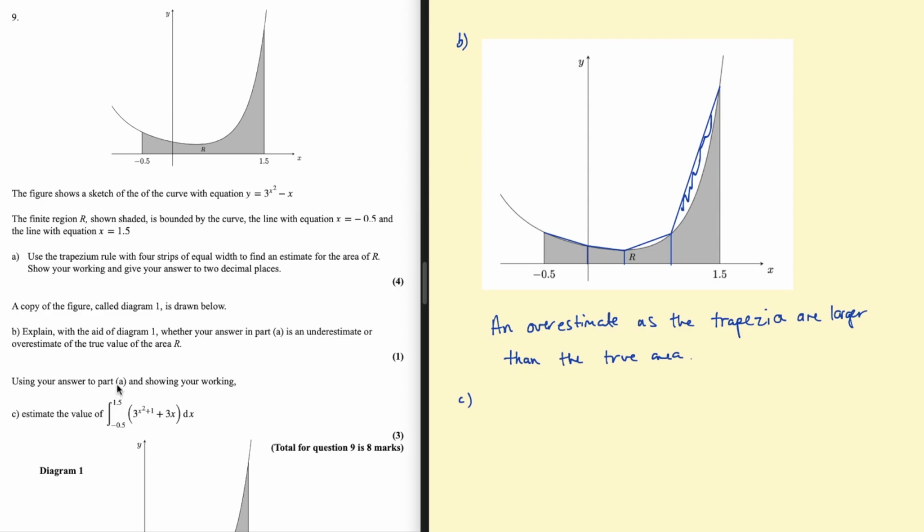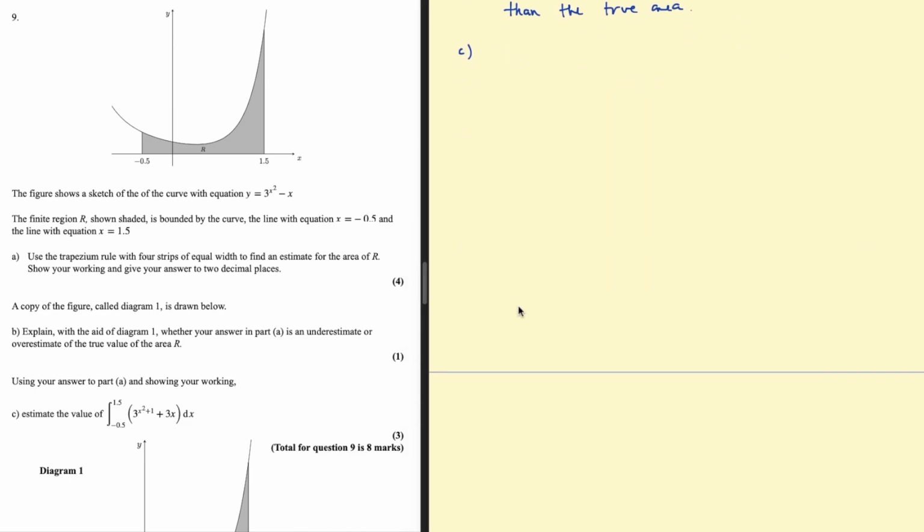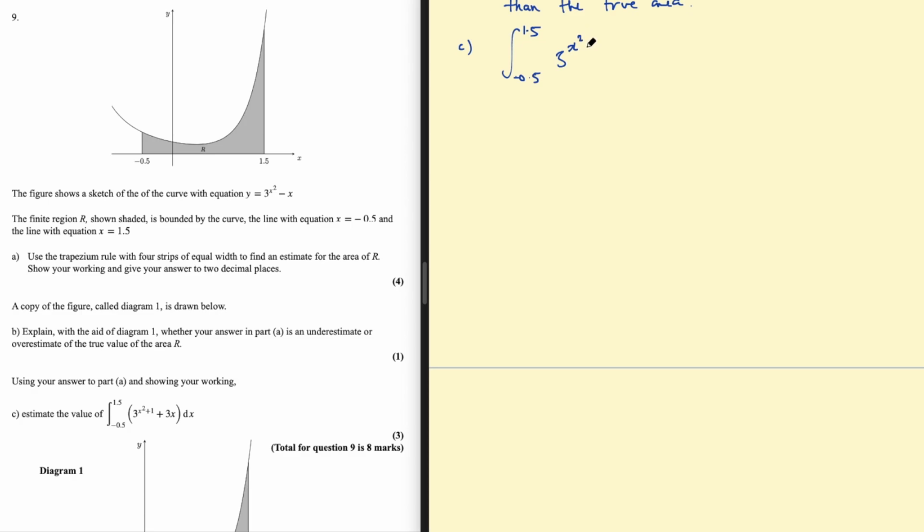Part C says, using your answer to part A and showing your working, estimate the value of the integral of negative 0.5 to 1.5 of 3 to the power of x squared plus 1 plus 3x dx. For this question, we need to use a little bit of tricky algebra. So firstly, let's write down that integral. So 3^(x²+1) plus 3x dx.